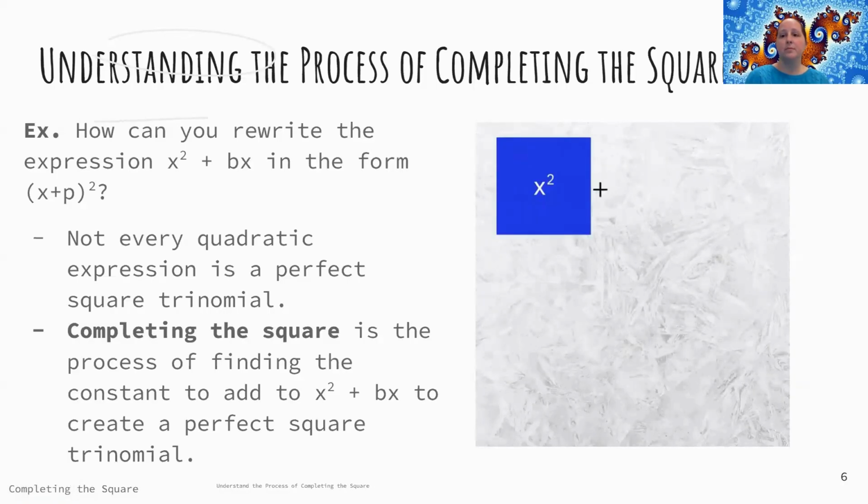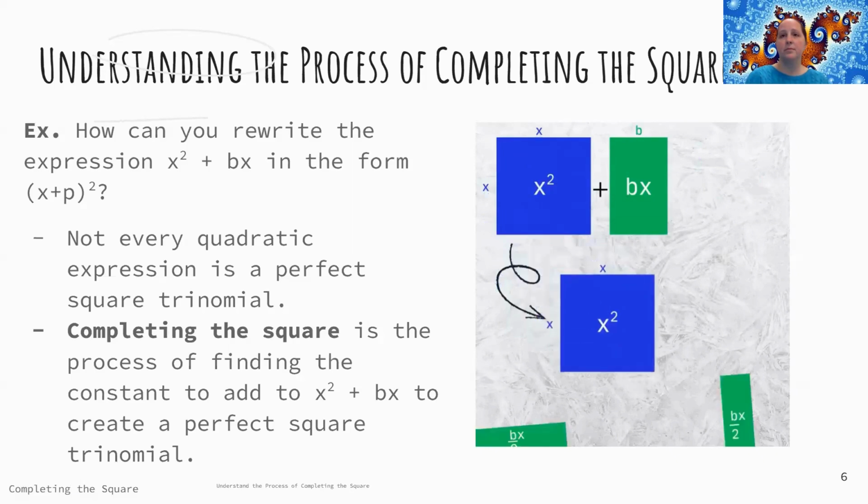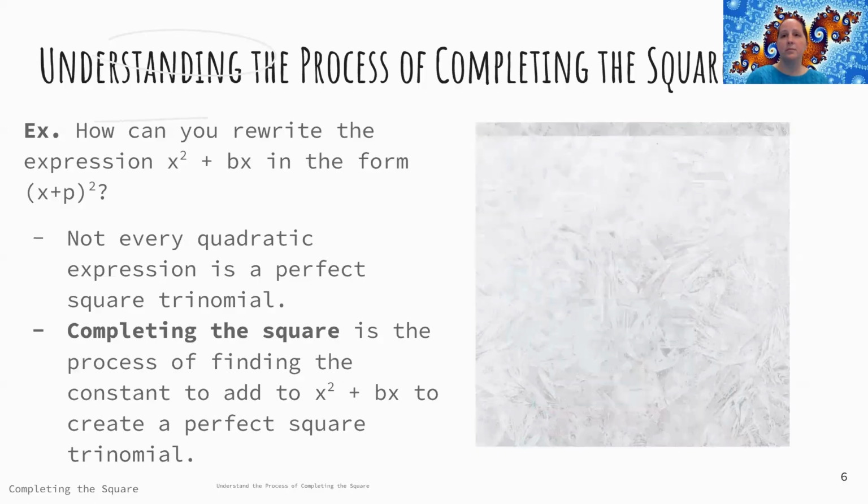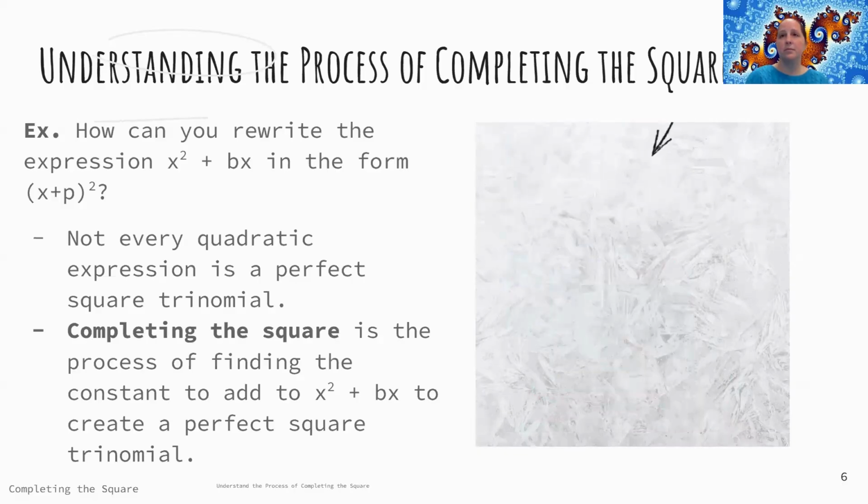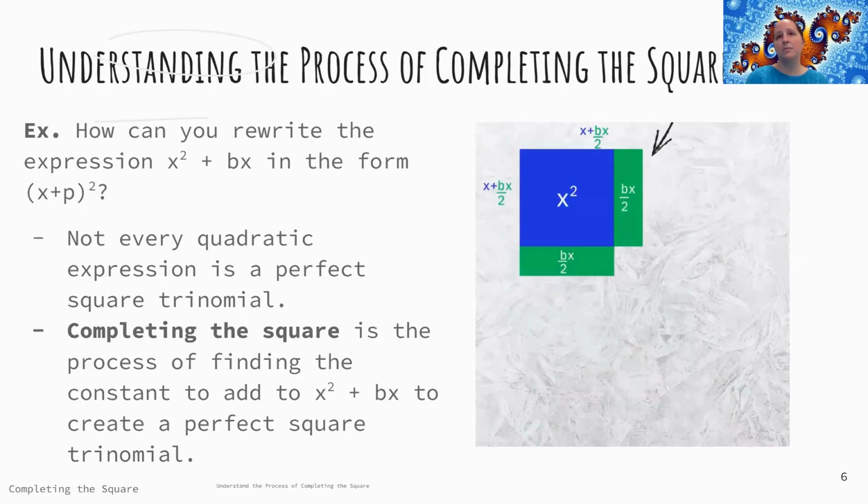So we start with x squared plus bx. X squared we split into x times x. We also can do the same thing with the bx. We divide bx by 2. So now we've got the split, so we can create that square. Now what we're missing is that little section, which is b over 2 squared.